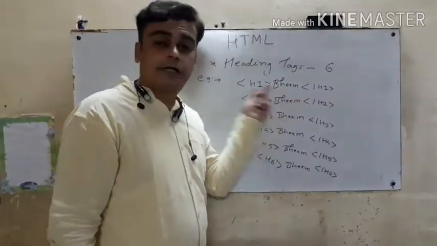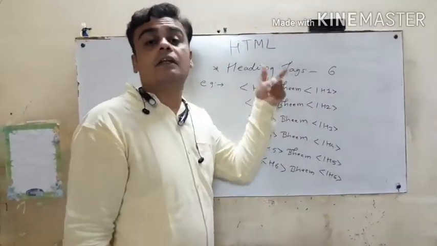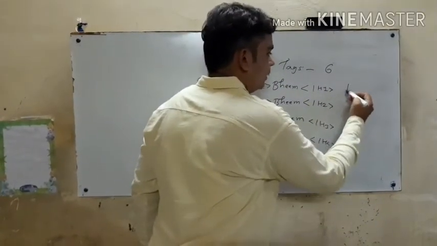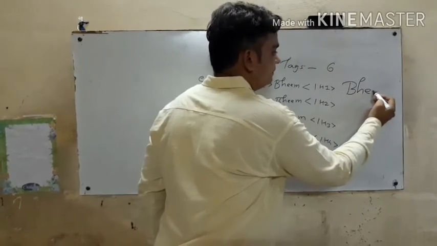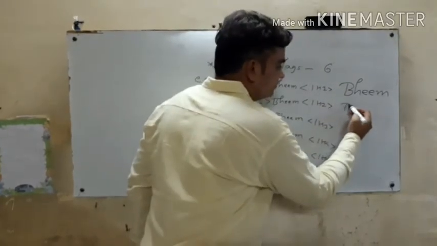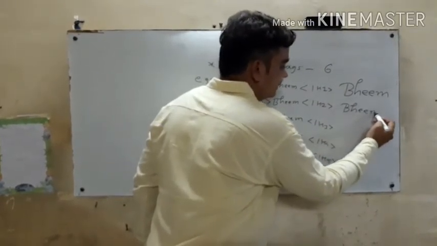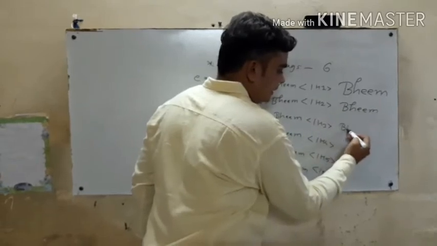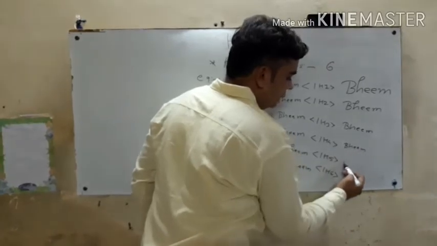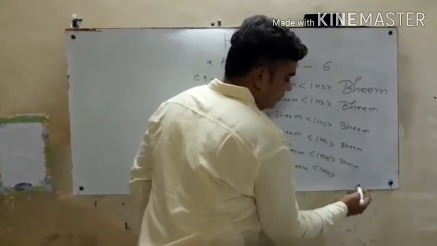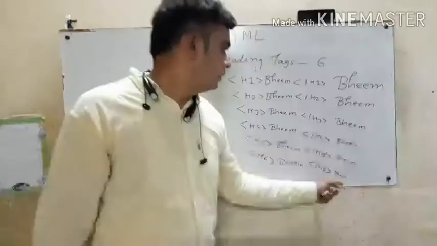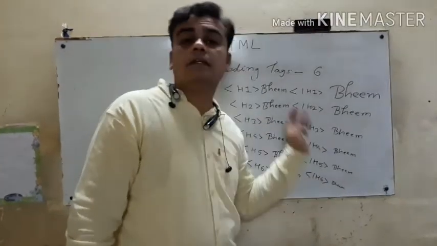Now, as I told you earlier, the H1 tag will display the text with the largest font size. So here in front of this I am going to write its output. Its output will look like this: Bheem. Then H2 is a quite lower font size, so it will look like this: Bheem. Then H3 is again smaller, H4 again smaller than H3, H5 again smaller than H4, and H6 is the smallest font ever.